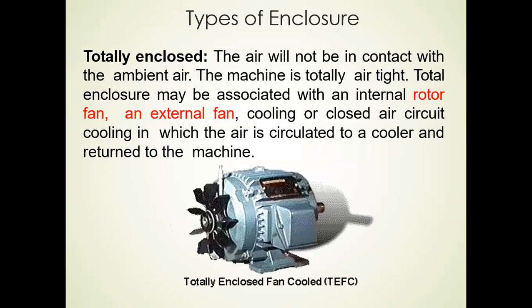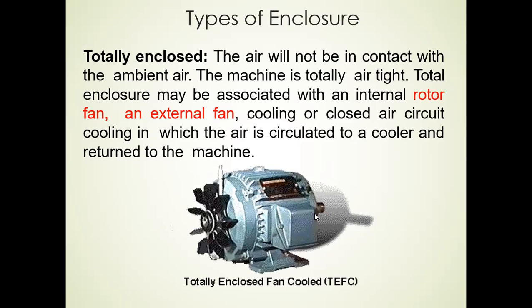After that, we will see totally enclosed type, in which enclosed air has no contact with the ambient air. The machine is almost airtight. Total enclosure may be associated with an internal rotor fan, an external fan, water cooling or closed air circuit cooling. Here, air is circulated to a cooler and returned to the machine. You are seeing the fan. With the support of this fan, we have the air circulation through the machine.